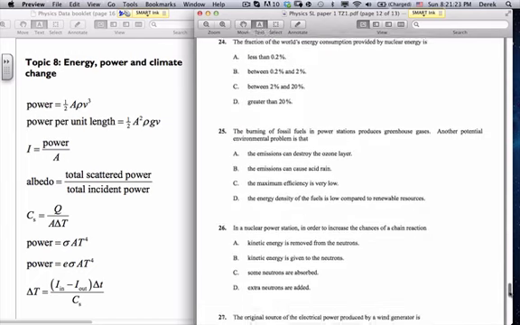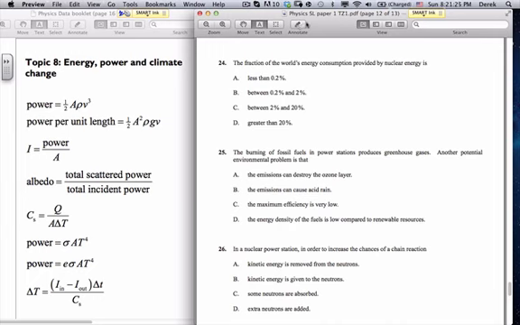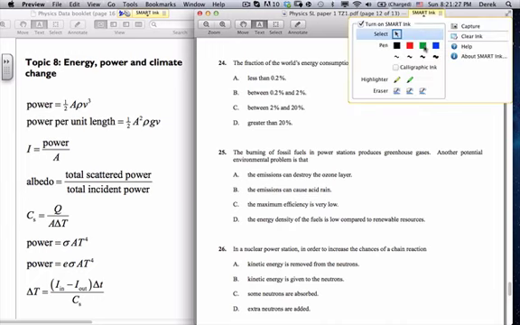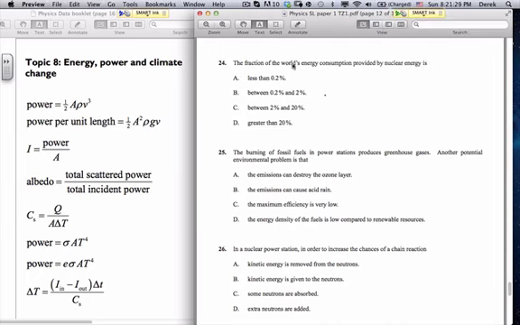Going on to 24. The fraction of the world's energy consumption provided by nuclear energy is, now you just need to know this, C, between 2 and 20%. That is the energy provided by nuclear power.